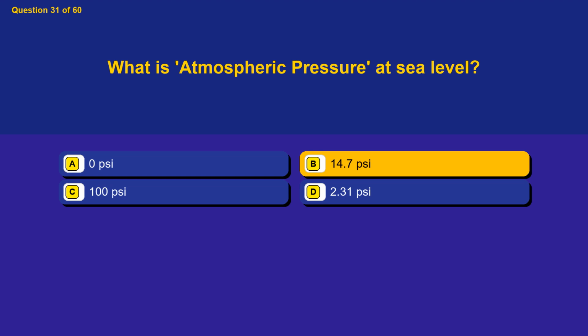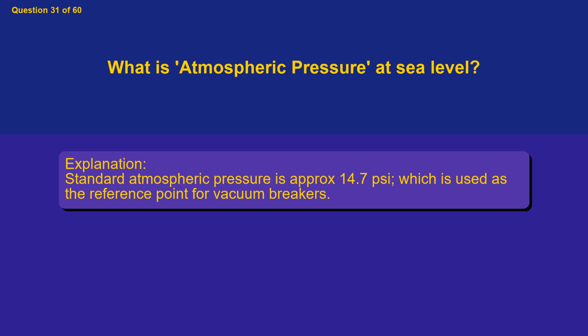The correct answer is option B, 14.7 psi. Standard atmospheric pressure is approximately 14.7 psi, which is used as the reference point for vacuum breakers.